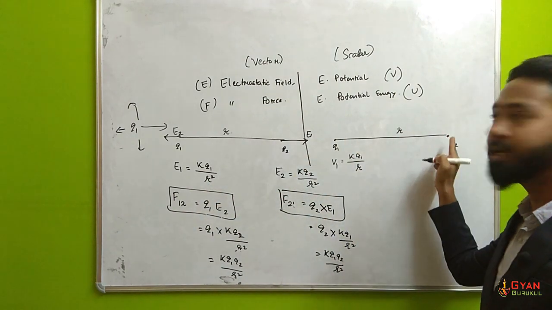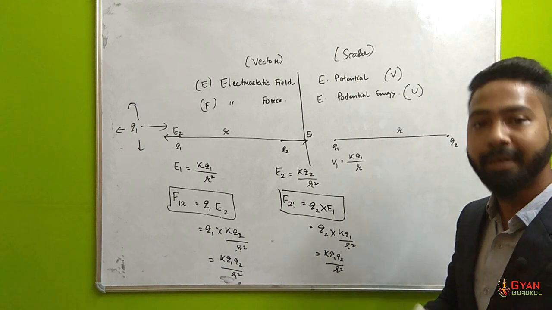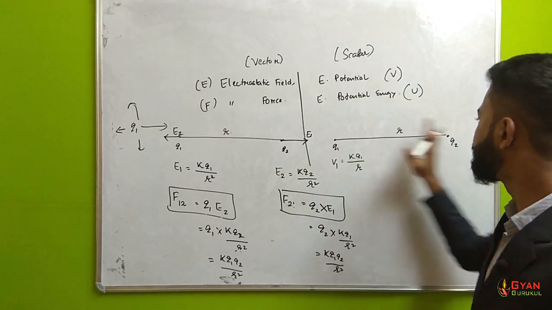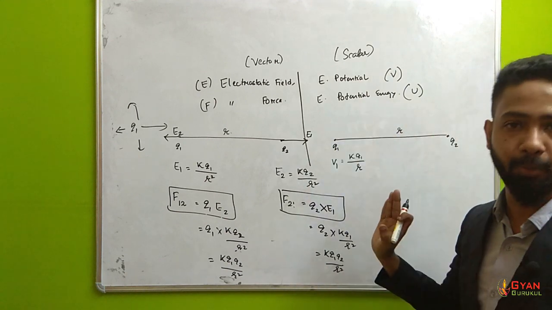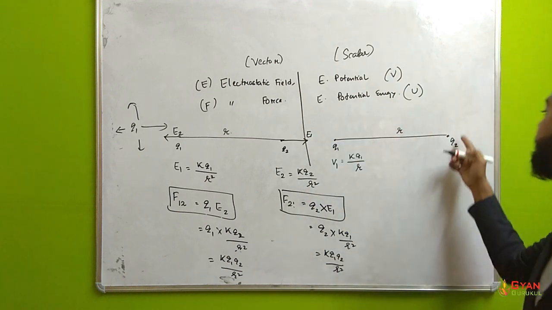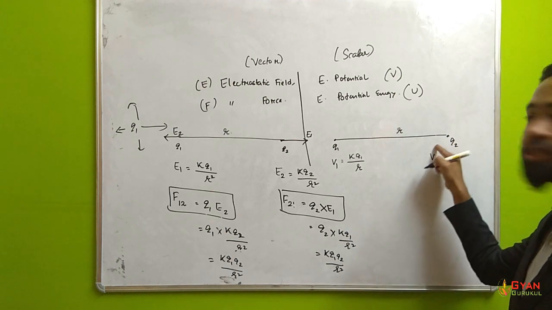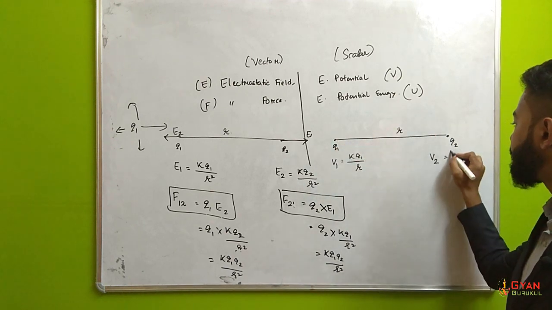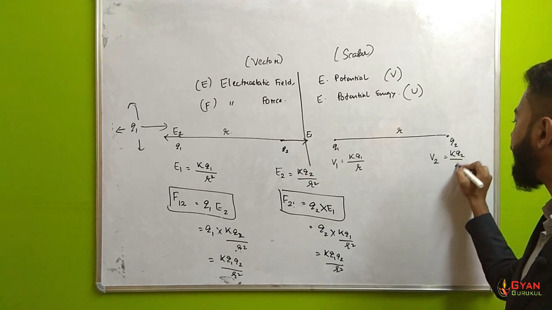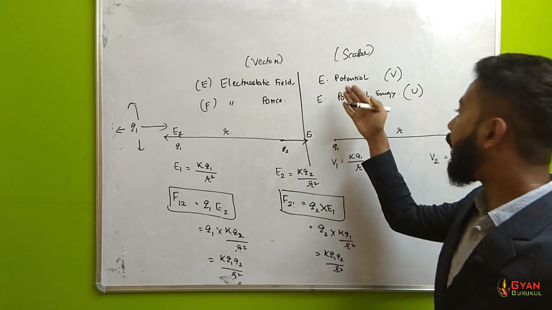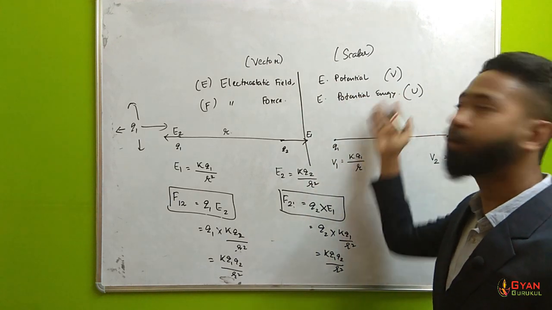Now, do I need to give the direction here? No. We don't need to give direction because now we are dealing with a scalar quantity. So there is no importance to give the directions at any points. Similarly, if I write V2 for the charge Q2, V2 at the point Q1 will be KQ2 by R. It's very simple.